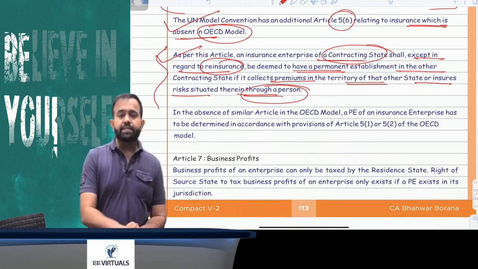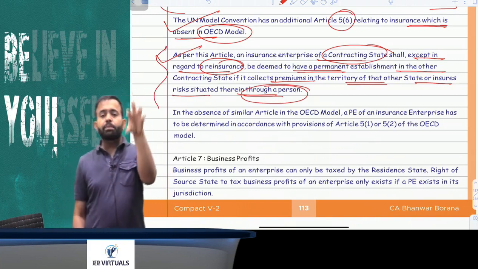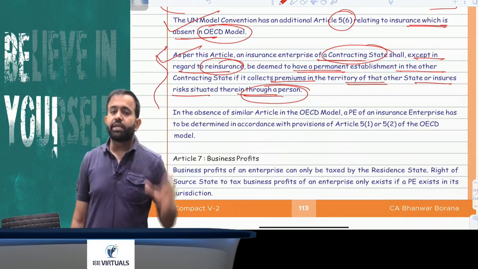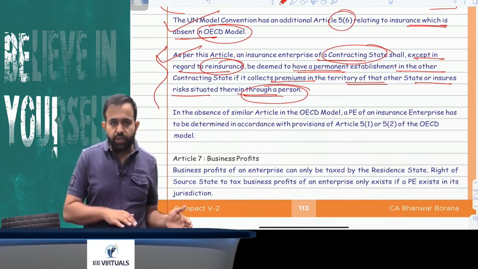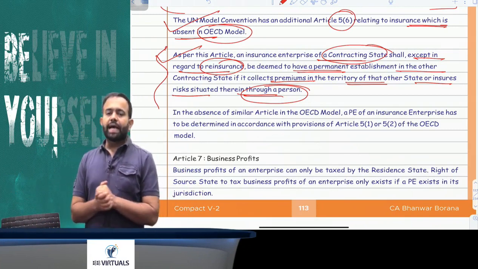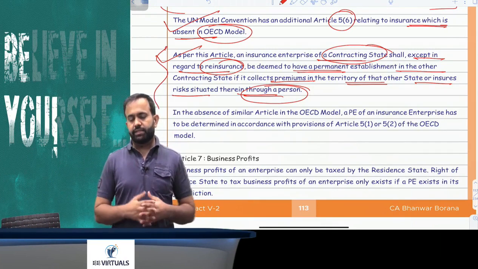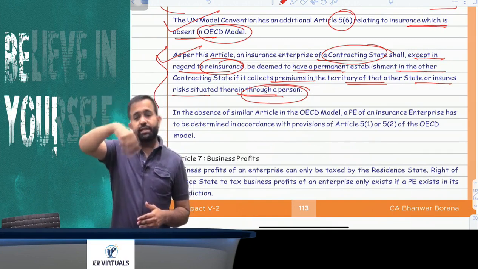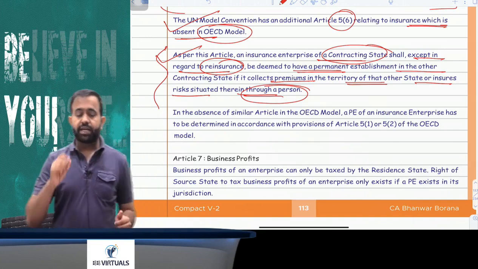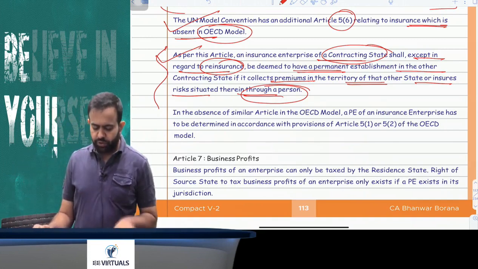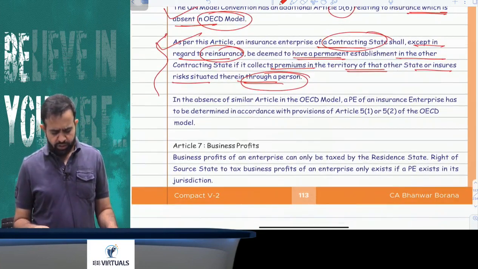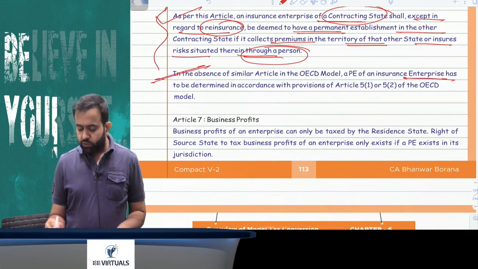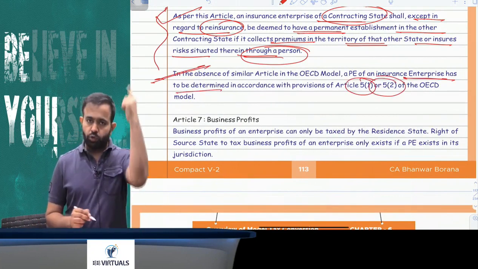In simple words, suppose one insurance company collects premium through an agent in another country, then that will be treated as a PE in that other country, and that is given only in the UN model. In the OECD model it is absent. For example, in India there is a company, Star Health. Suppose Star Health collects some premium in Mauritius and has an agent in Mauritius, then it will be treated as a PE in Mauritius. That is related to insurance, but only in the UN model, not in the OECD model. In the absence of a similar article in the OECD model, the PE of the insurance enterprise has to be determined by Article 5.1 or 5.2 of the OECD model.